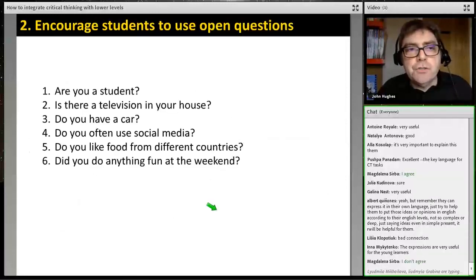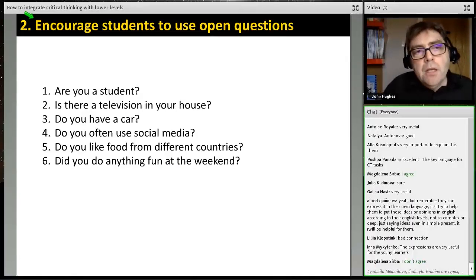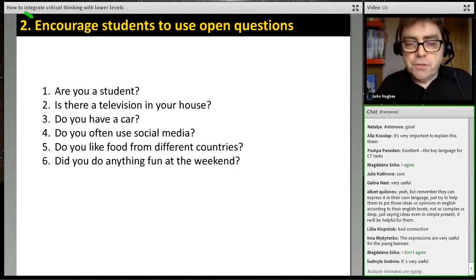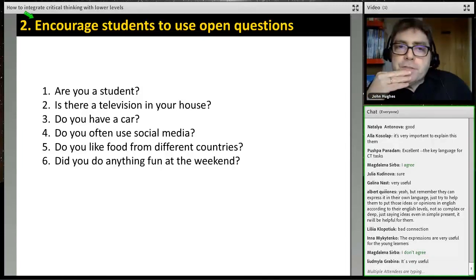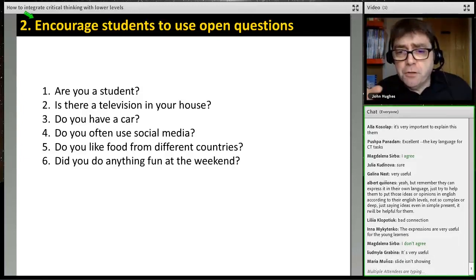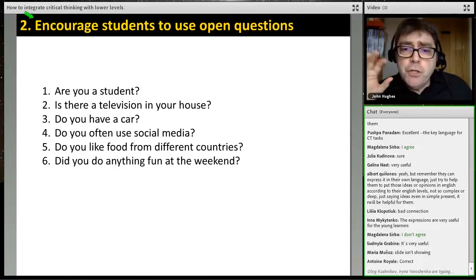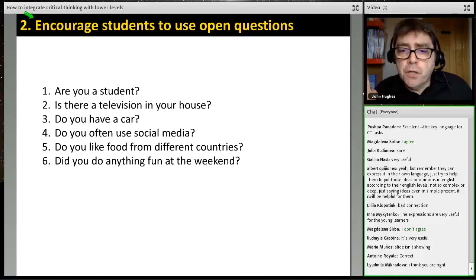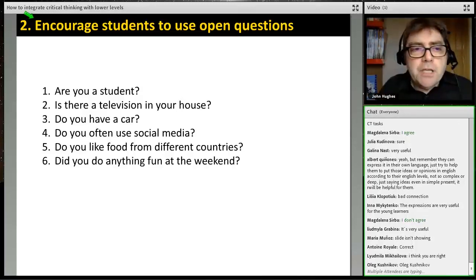Encourage students to use open questions. Okay. When we teach question forms to students, it's really important to teach students open questions as quickly as you can. I like to tell my students, if you want to be a critical thinker, then use open questions more than closed questions. Let me give you a little task.